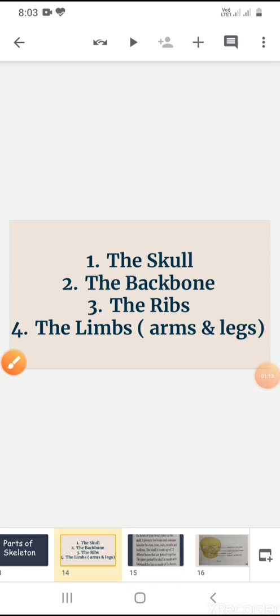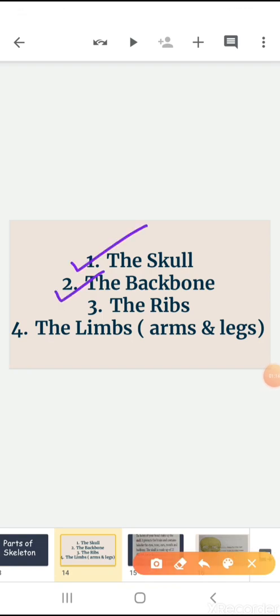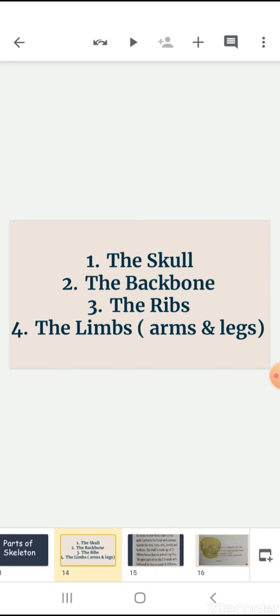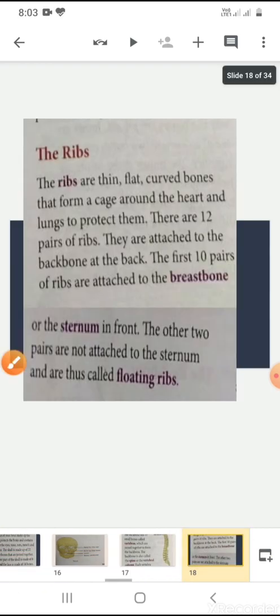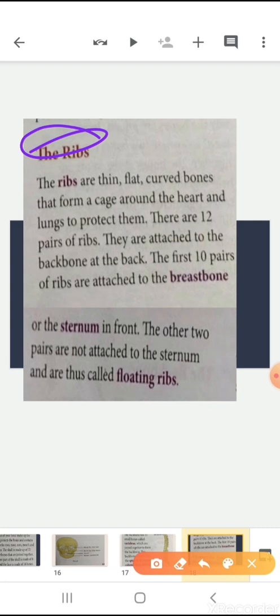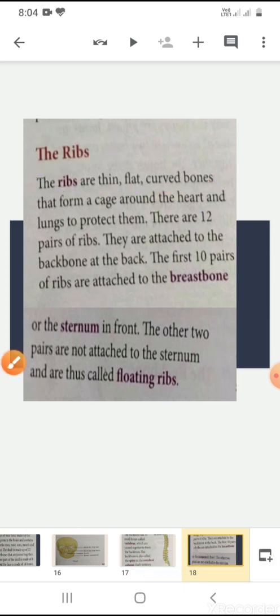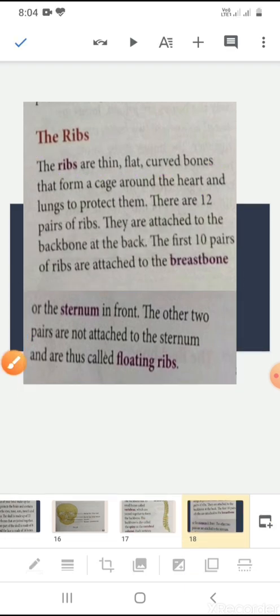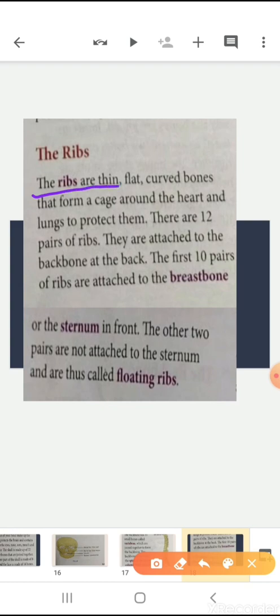We have done with the skull and the backbone. Now we have ribs. Yes, we have ribs. The ribs are thin, flat, curved bones that form a cage around the heart and the lungs to protect them.